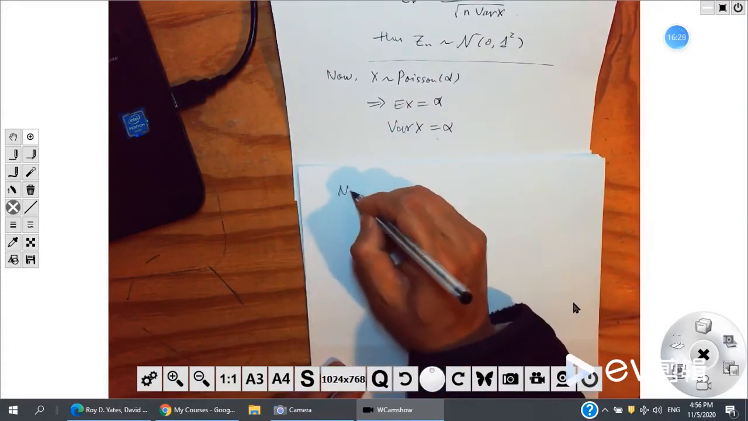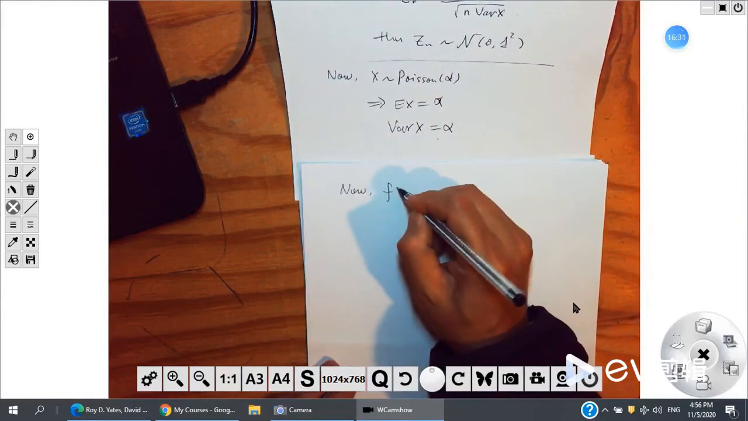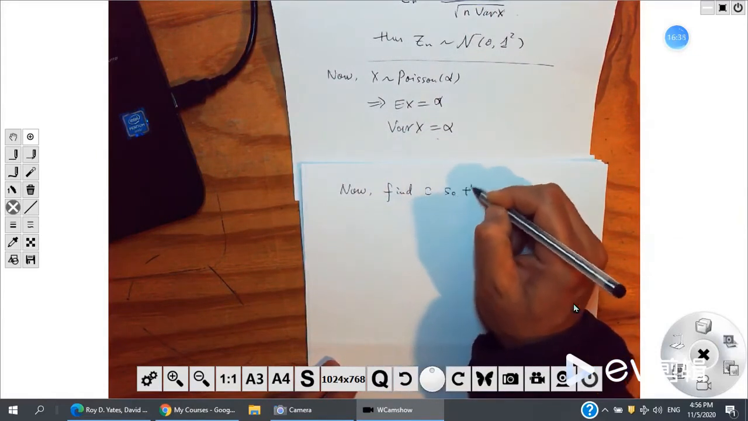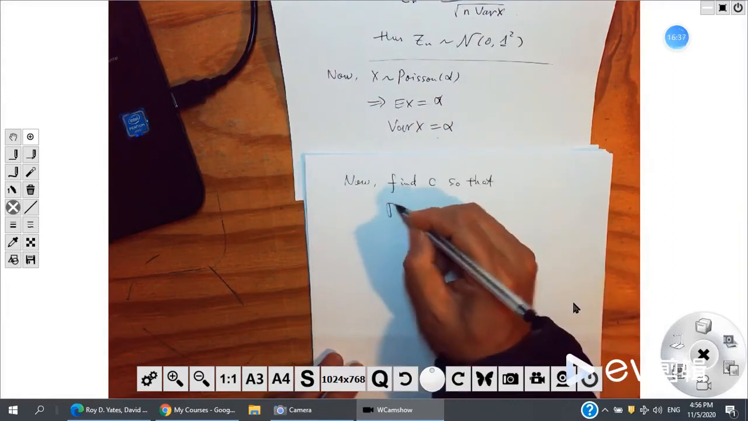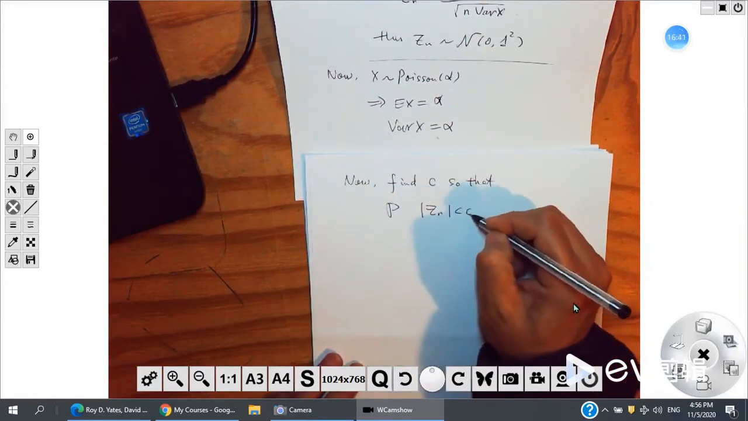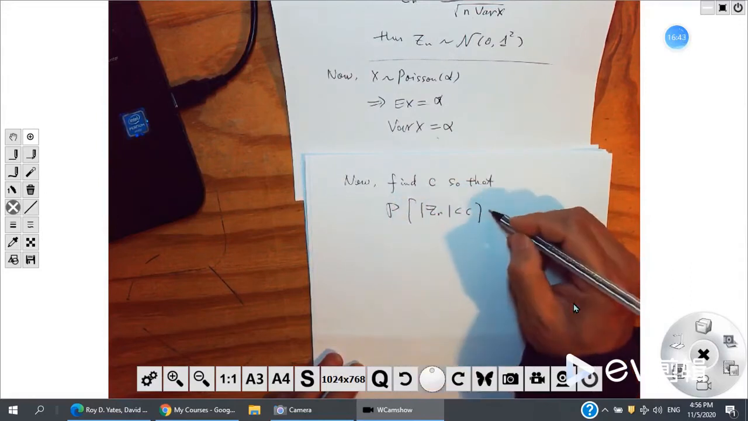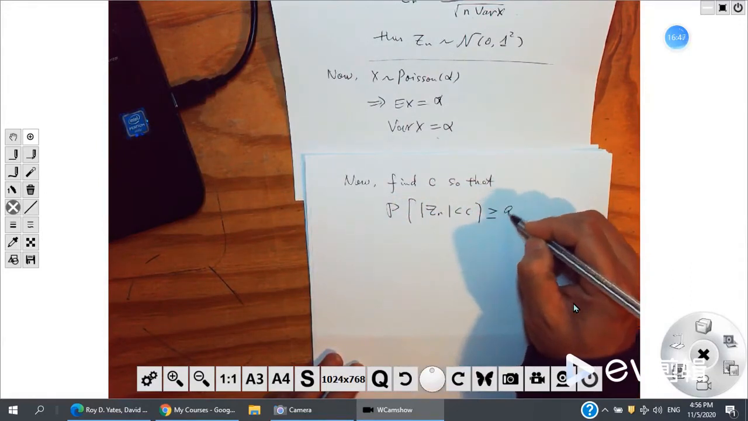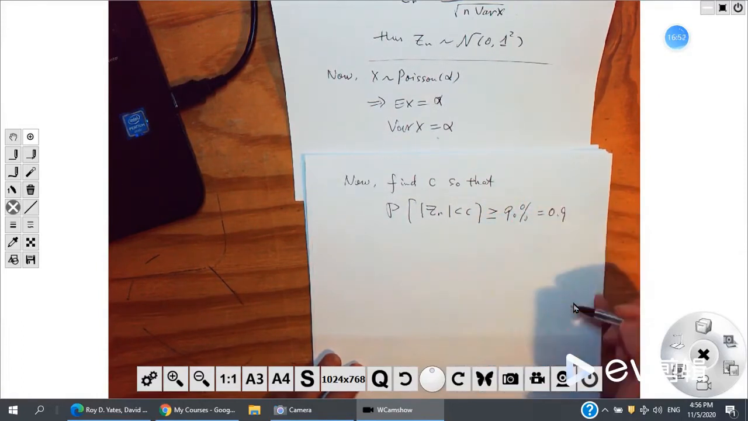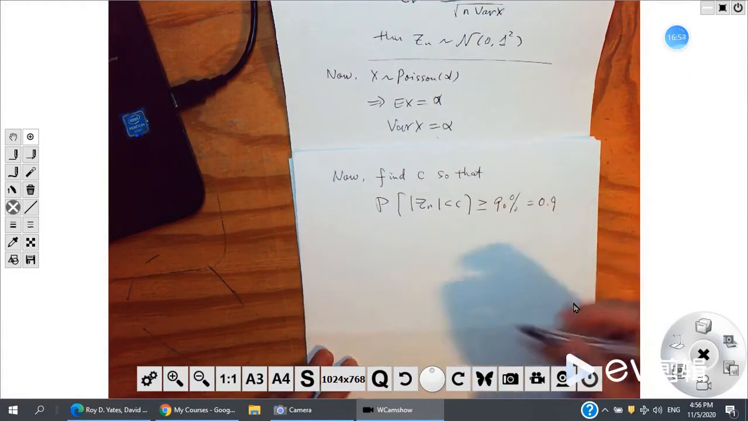Now find C so that the probability that |Zn| is smaller than C is larger than the given significance level, which is 90%, which is 0.9. You want to find the C. Now how to find this C?